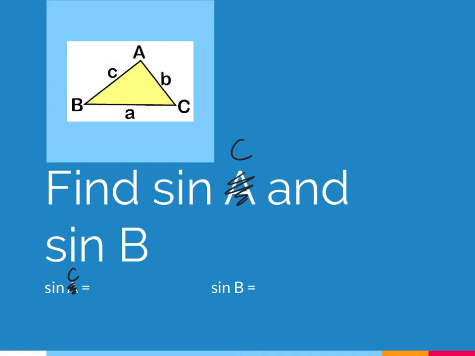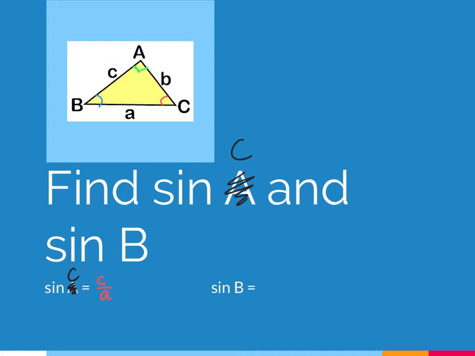In our triangle, we have our angles. We can see our angle C and our angle B. A is going to be our 90-degree angle. So to find the sine of angle C, we're going to look at the opposite. So the opposite is the little c over the hypotenuse, and that's little a.